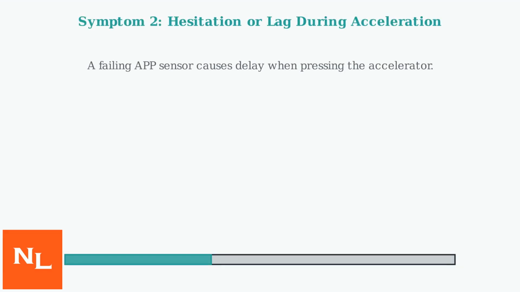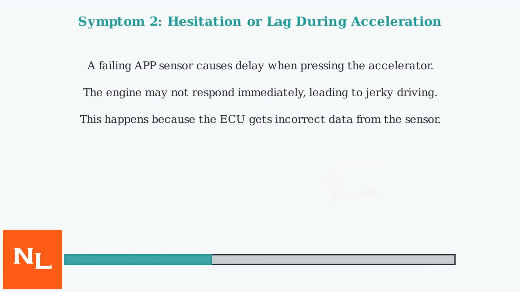Symptom 2. Hesitation or lag during acceleration. A failing APP sensor often causes a noticeable delay or hesitation when you press the accelerator pedal. The engine may not respond immediately or smoothly, leading to a jerky driving experience. This is because the ECU is receiving incorrect or inconsistent data from the sensor.